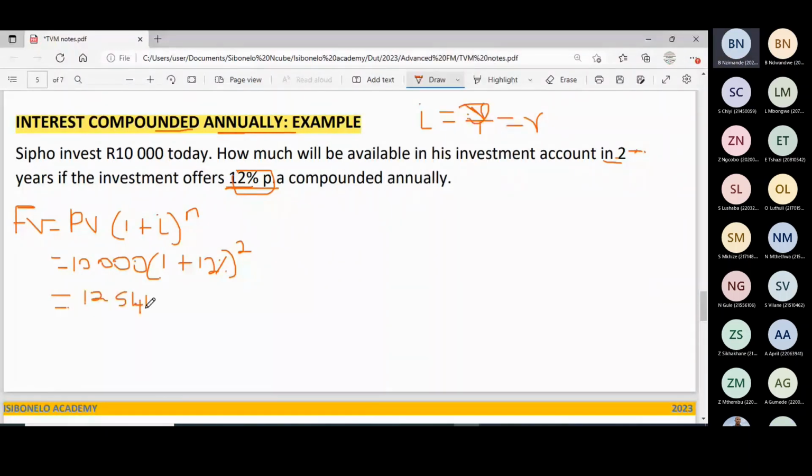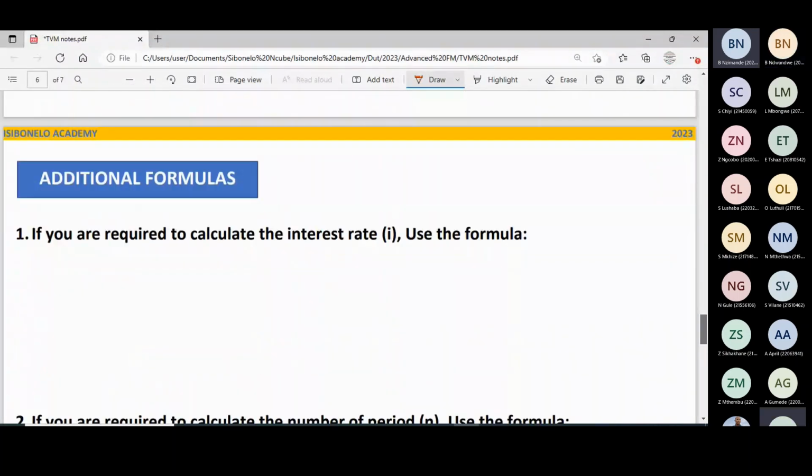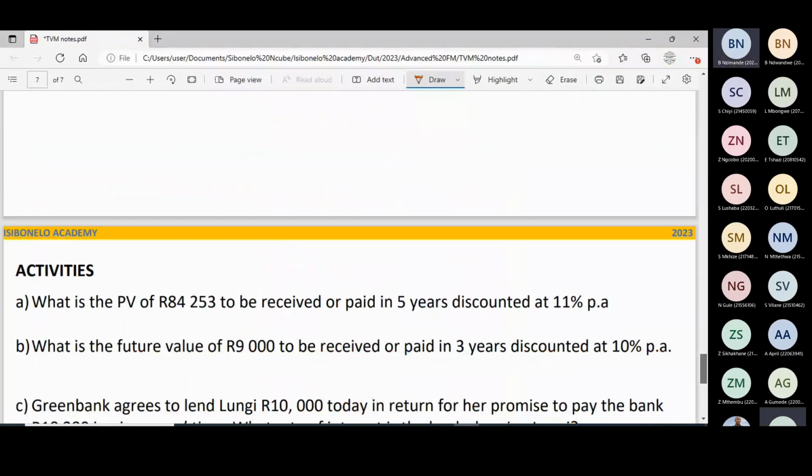Guys, are you benefiting anything? Yes. Okay. Thank you. So guys, because of the load shedding, I will stop here for today. Next time we're going to continue. There are additional formulas that I will give you, and then after that we're going to do more. So now I don't have electricity, and I will struggle with the network. So guys, allow me to stop here for today. Any question?